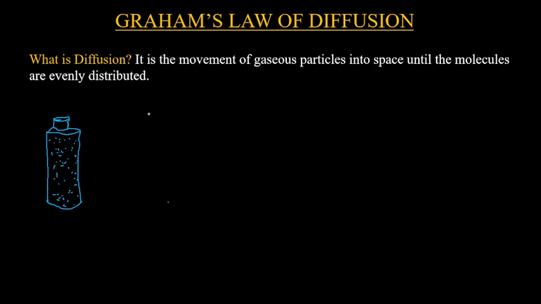In this video, I want us to look at Graham's law of diffusion. So first of all, let's find out what diffusion is. Diffusion is the movement of gaseous particles. We're dealing with gases here, so gaseous particles into space until the molecules are evenly distributed. What does that mean? Now, we can also say that diffusion is the movement of particles from a region of higher concentration to a region of lower concentration, or we'll say over a concentration gradient.